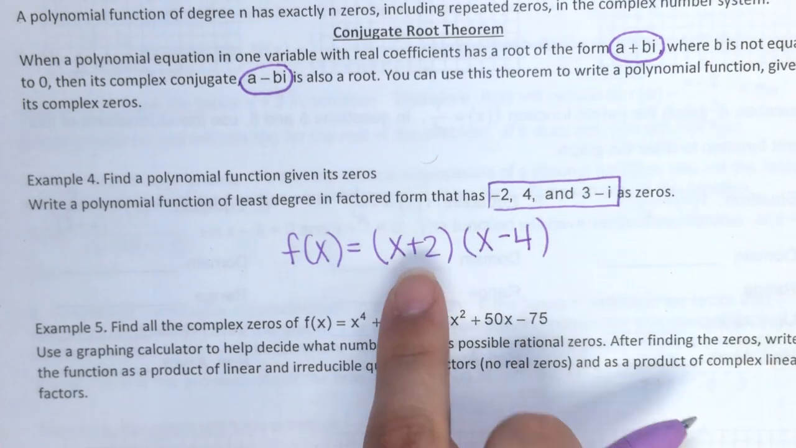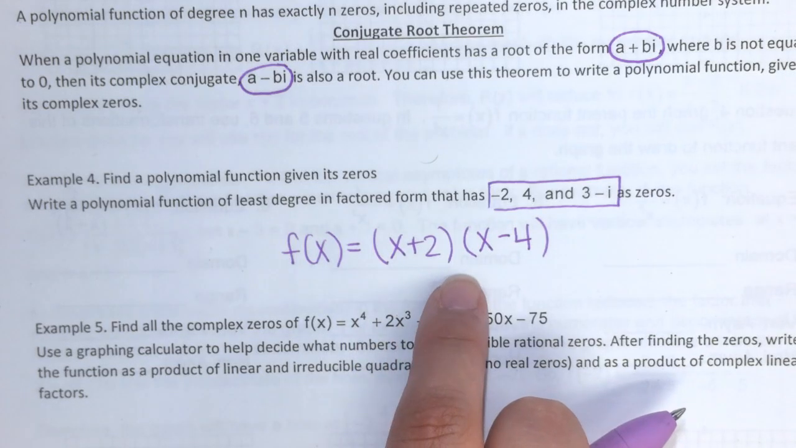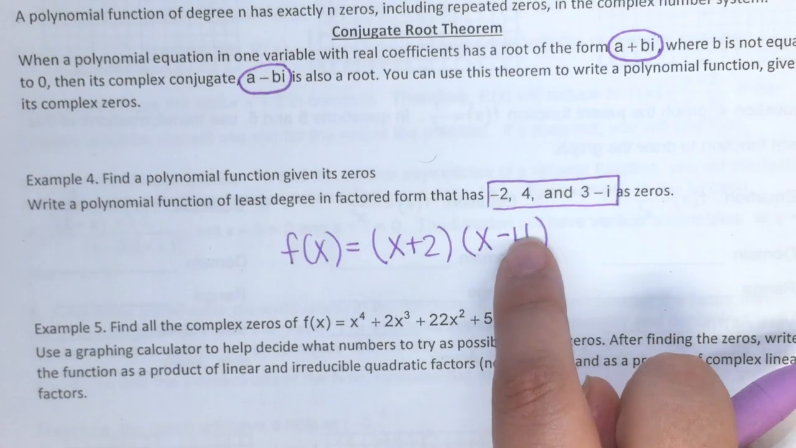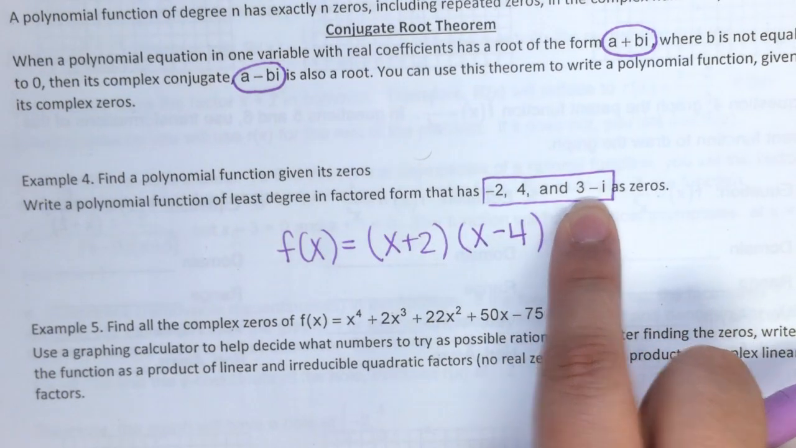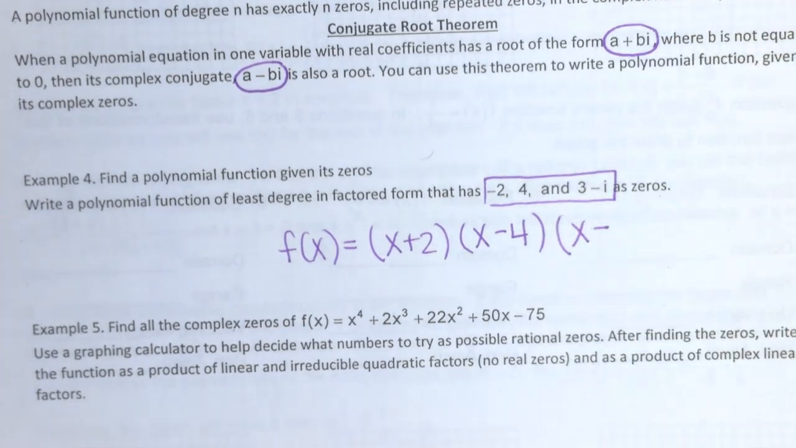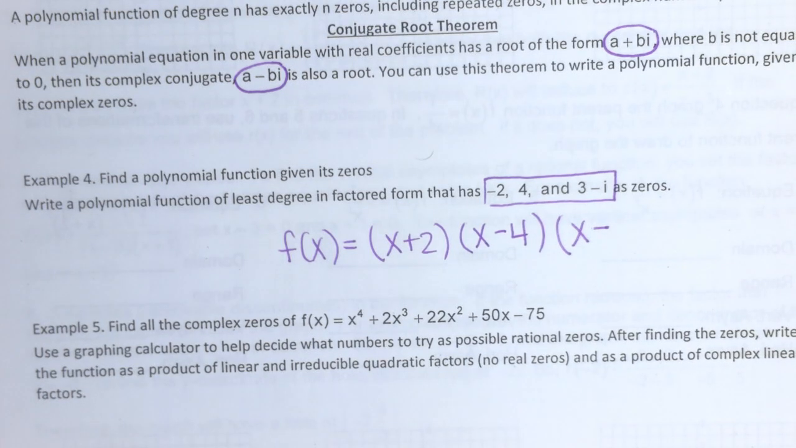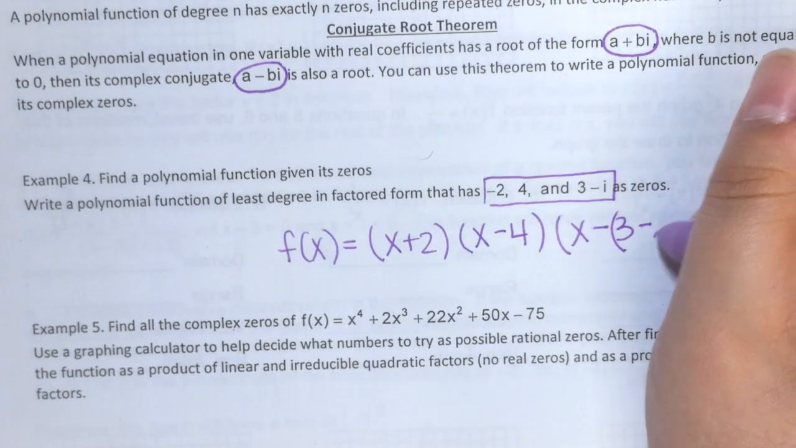Okay, real quick. Why did you put plus 2? Because it's negative. So technically, do y'all agree this is x minus -2? And this is x minus whatever that is right there? So if this is 3 minus i, what is my factor going to be? 3 plus... The whole factor. x minus what? 3. So it would be like x minus 3 minus i.